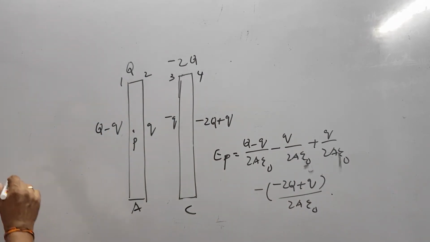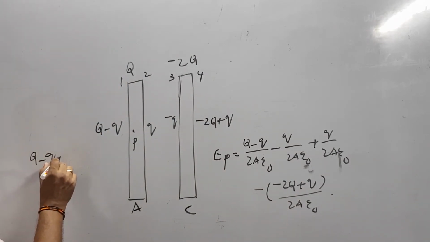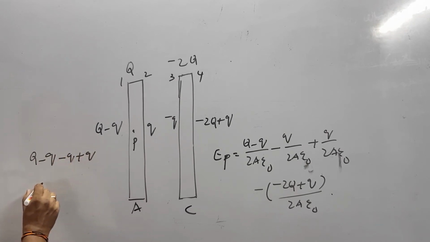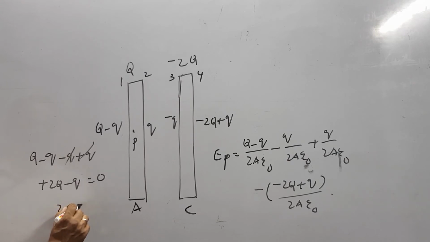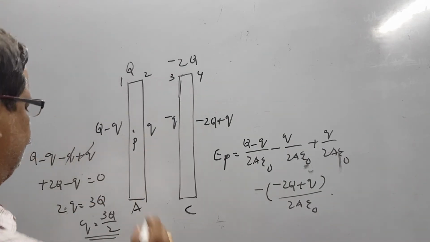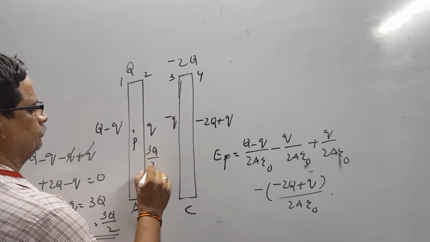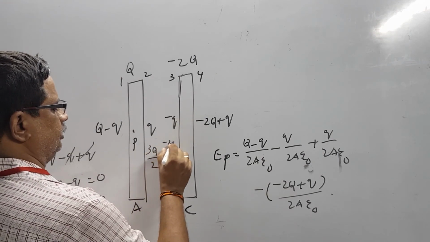Now we have to simplify this. This will be q minus q plus q plus 2q minus q equal to 0. q and q get cancelled. So this will be 2q. This is 2q equal to 3q, or q equal to 3q by 2. So now we have this charge q as 3q by 2. So quite clearly this will be minus 3q by 2.